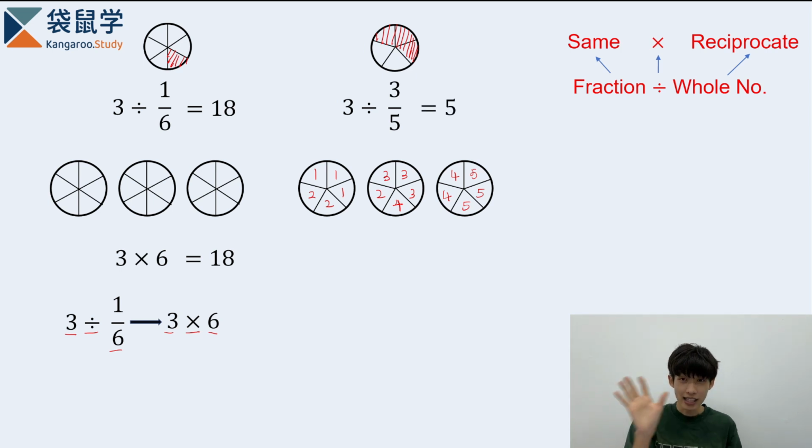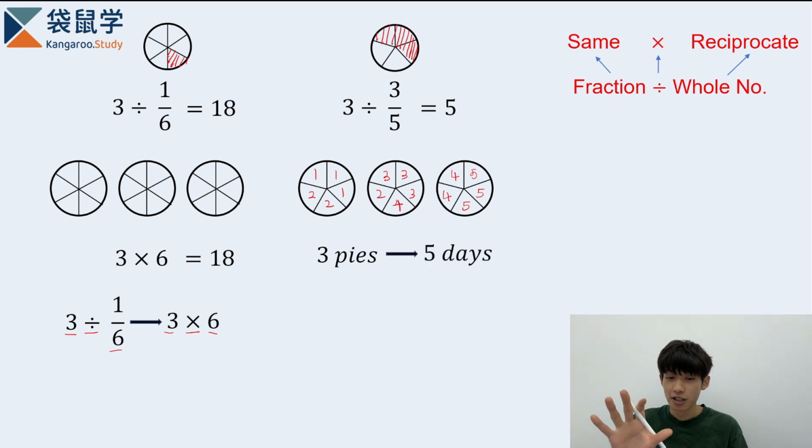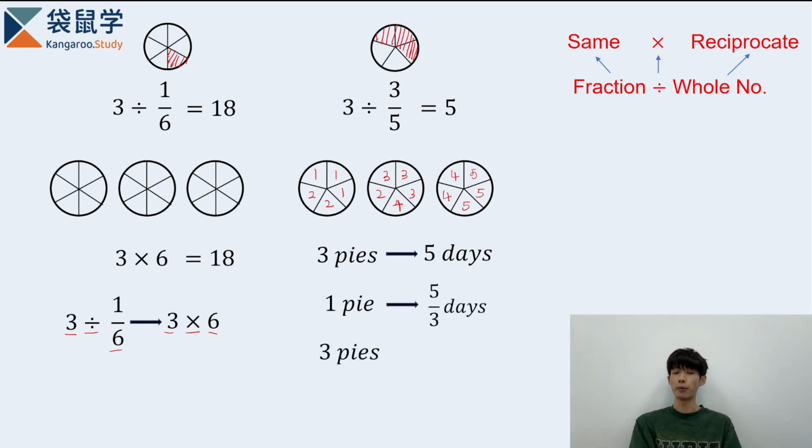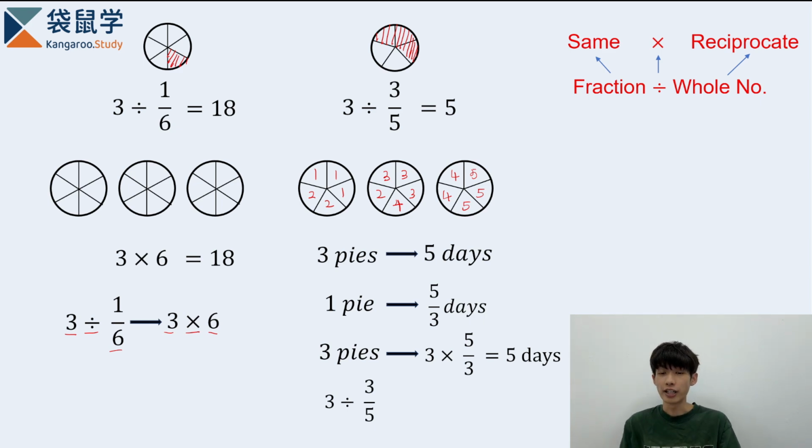And now, in another way, the 3 pies can be eaten in 5 days. So 1 pie, how many days can I eat? And 1 pie I can eat 5 over 3 days. So 3 pies is equivalent to 3 times 5 over 3, which gives us 5 days. And now, if we put these two calculations together, we can find out 3 divided by 3 over 5 should be equivalent to 3 times 5 over 3.